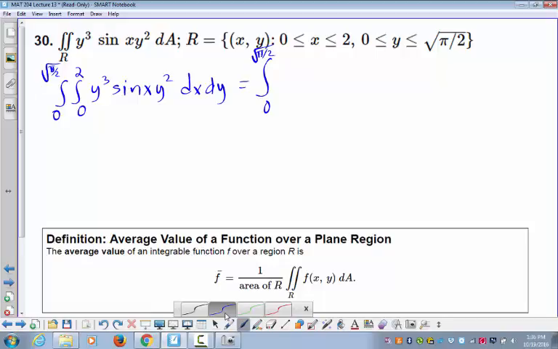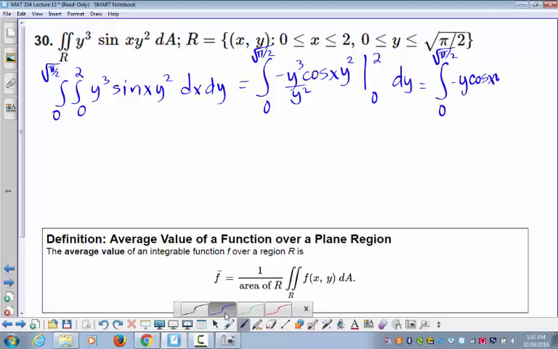Integrating this with respect to x, y is constant, so that y cubed just comes down. And then the integral of sine is minus cosine of the same angle. But then you have to divide by the derivative of the angle with respect to x. So that's y squared, so we're going to divide by y squared. And then our x limits are 0 to 2, and then our outside differential is dy. So that simplifies to the following. Things cancel out, and we're left with a single y out in front, and then cosine of x y squared, dy, 0 to 2.